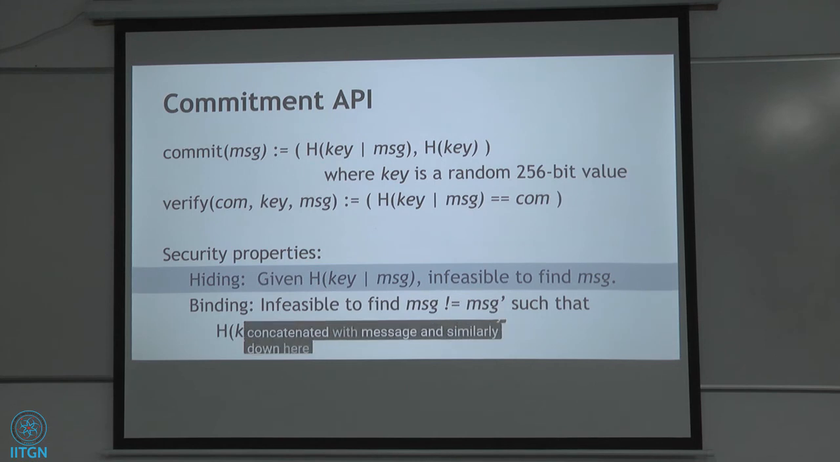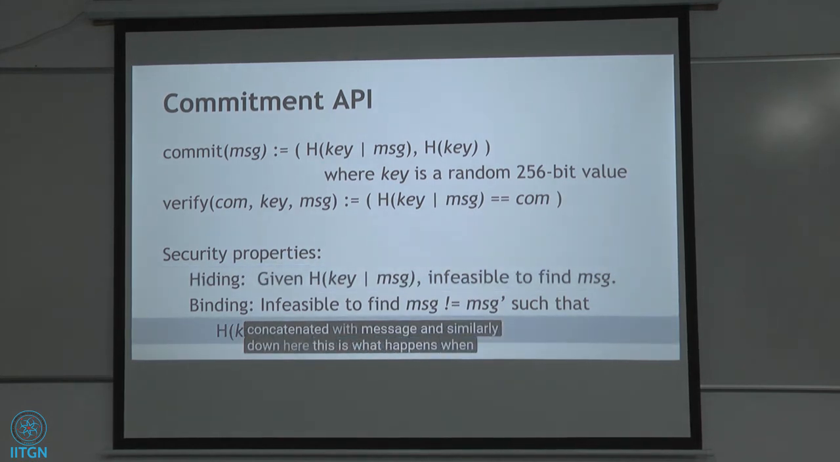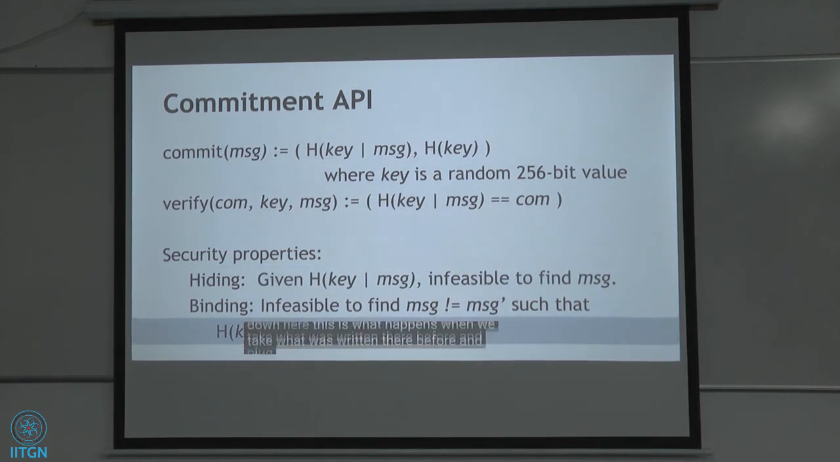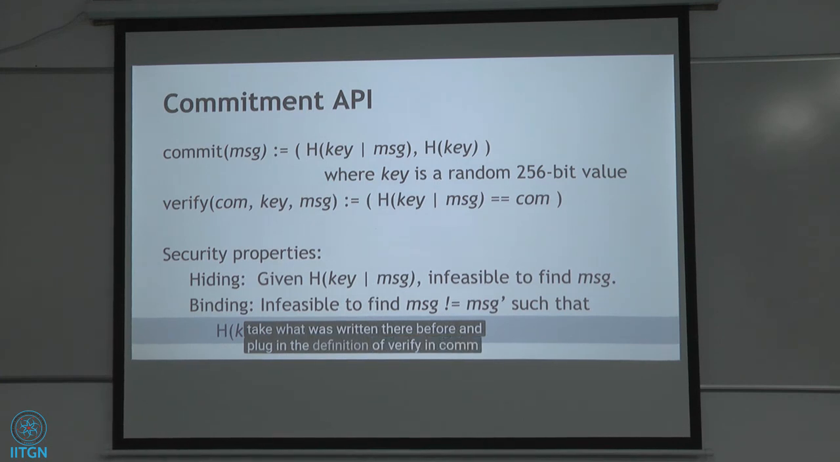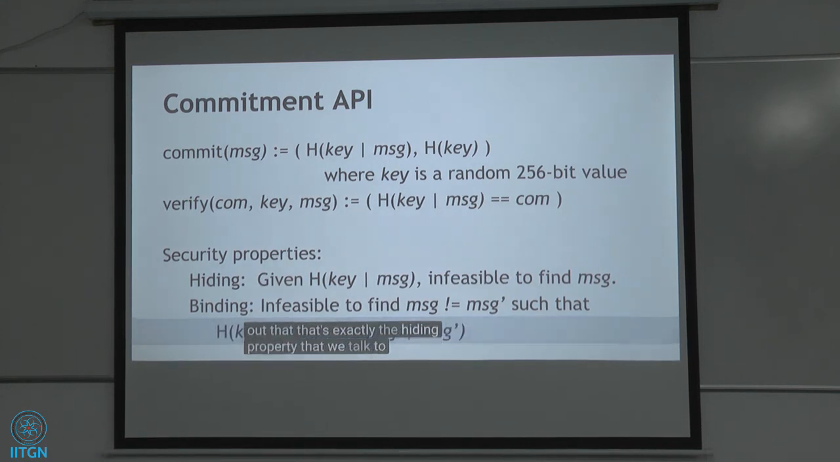And similarly down here, this is what happens when we take what was written there before and plug in the definition of verify in com. Okay, so now what these properties become, the first one is given h of key concatenated with message, it's infeasible to find message. Well, it turns out that that's exactly the hiding property that we talked about before.